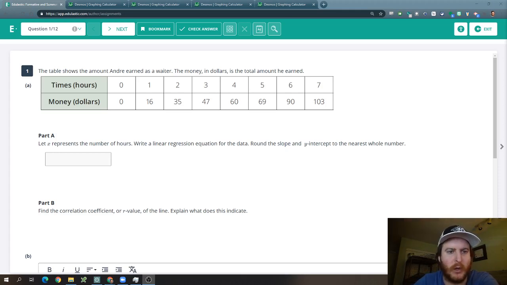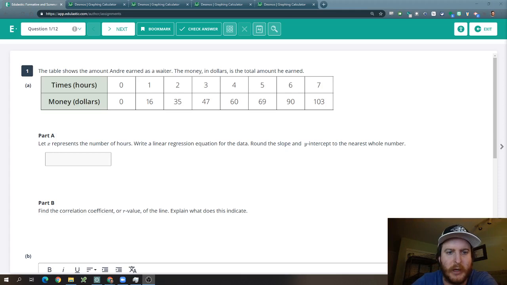So starting off with question 1, the table shows the amount Andre earned as a waiter. Let X represent the money in dollars. Part A says let X represent the number of hours. Write a linear regression equation. Round the slope and the y-intercept to the nearest whole number. Let's make sure we read about rounding.